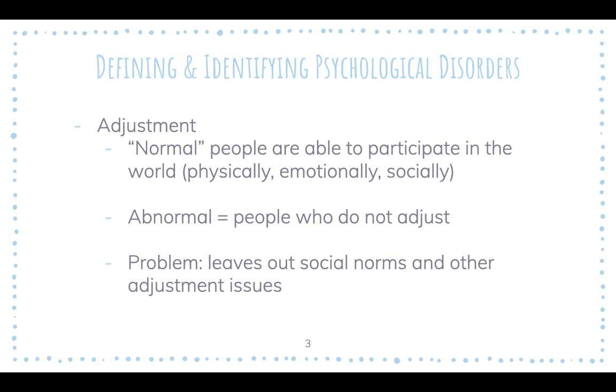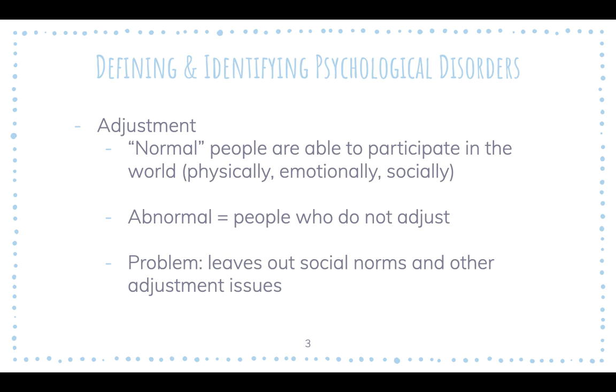So people go through adjustment, and ideally, if you are in the quote-unquote normal category, that is just a group of people that are able to go out into the world and participate in it. So you can participate physically, emotionally, socially at a pretty standard level. How that looks is different for each person because we are all unique and we're never going to do everything the same way all the time. So normal is can you go out in the world and successfully participate?